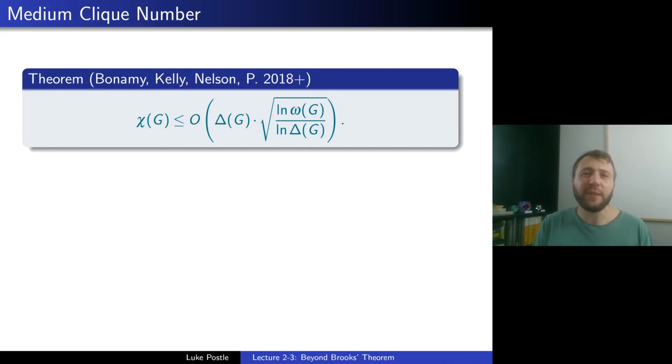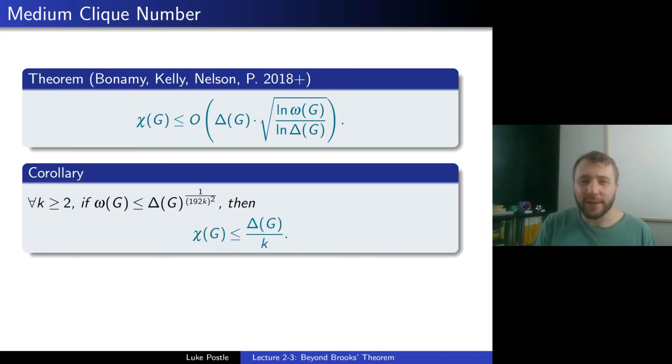So this medium clique number case, with the theorem with Bonamy, Kelly, and Nelson, we showed that chi is at most O of delta times the square root of log omega over log delta. So why is that nice? The idea is we've traded a linear omega for a log omega. And that's very nice, but at the cost of a square root. So it's conjectured you don't need the square root there, and that would actually be tight.